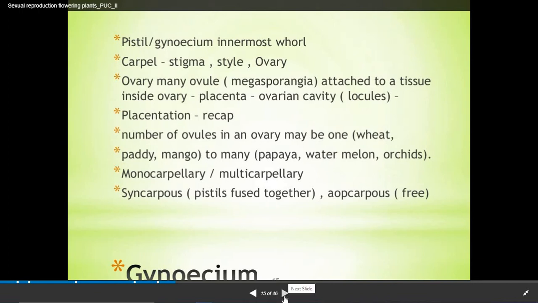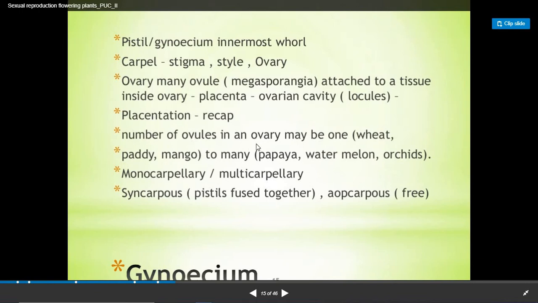It is also known as the carpel. Each carpel consists of three portions, that is stigma, style and ovary. Now ovary may have many ovules, that is they may have many megasporangia attached to the tissue inside the ovary. That tissue is known as the placenta, and within the ovarian cavity we have many locules. Now whenever the ovules are arranged inside the ovary, that is known as placentation.